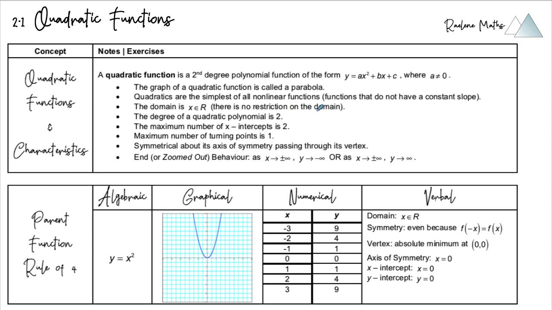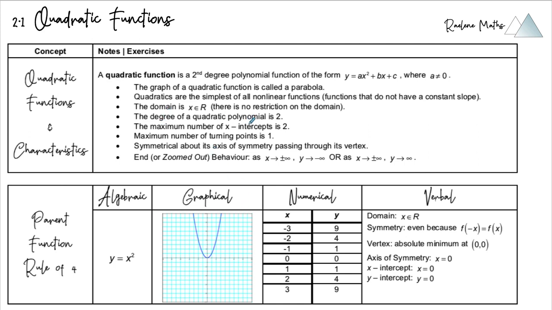And because there are no values that cannot be squared or multiplied by constants and coefficients a, b, c, there is no restriction on the domain. So the domain of a parabola is all real numbers. In other words, this graph goes forever to the right or to the left without any breaks, gaps, or other discontinuities that we may discuss later on.